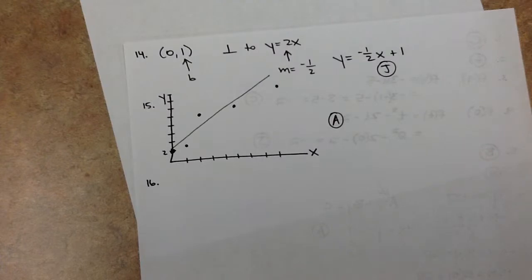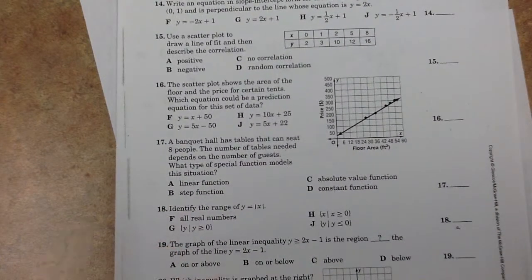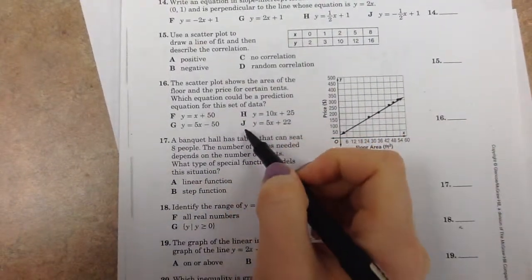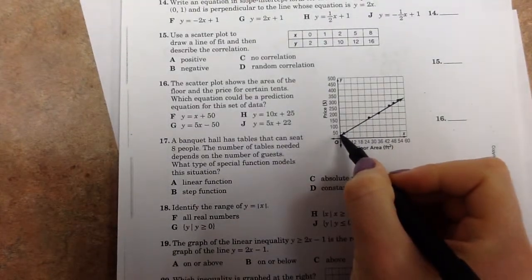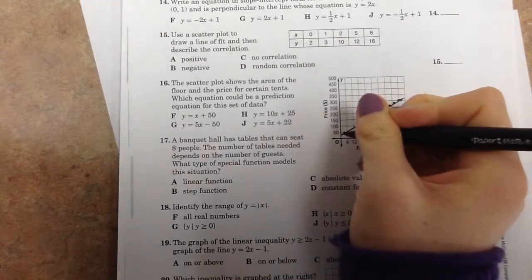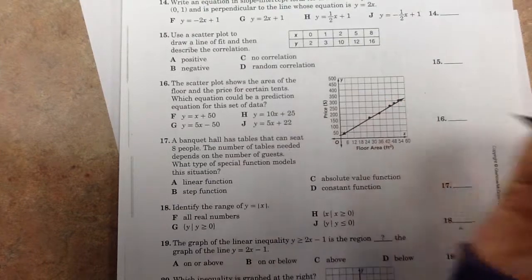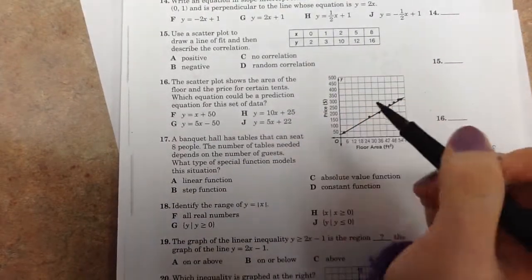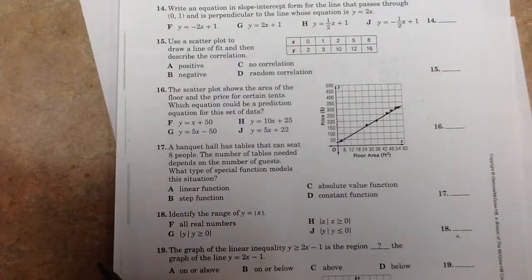Okay, 16, we've got a scatter plot right here. So this is one where we can just look right at the multiple choice. Here's a scatter plot, it's got a line. Which equation could be a prediction equation for this set of data? Looking first at where the y-intercept is. If we're cutting through here, this is 50, so it's going right in the middle. That might be about 25. And so this one's looking pretty good so far, but we want to look at the slope. This one's definitely out because we don't have a y-intercept of negative 50.